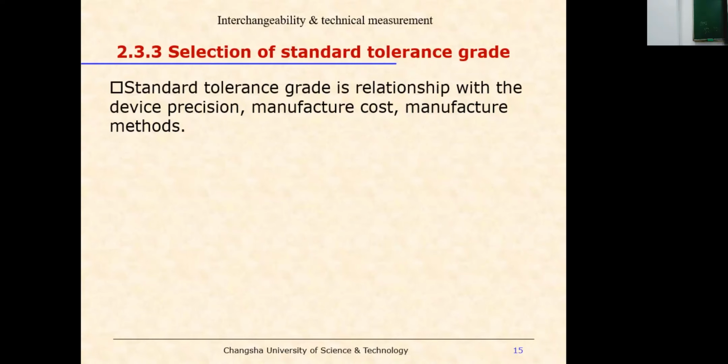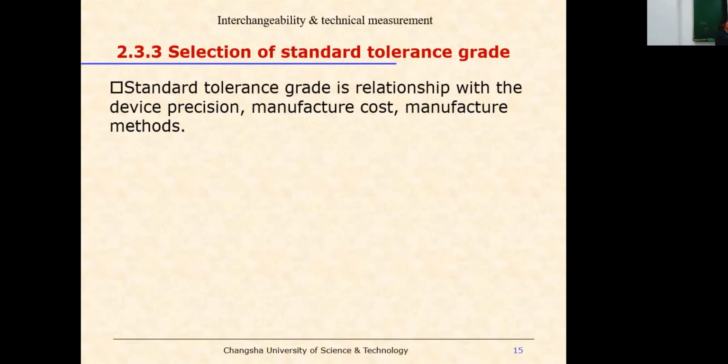But we noticed that the interference type is very hard to assemble, so we use interference that is not very large, from small clearance, because when the interference is large, it's very hard to assemble. So first we choose the fit type, and then we choose the tolerance grade. How do we choose the tolerance grade?